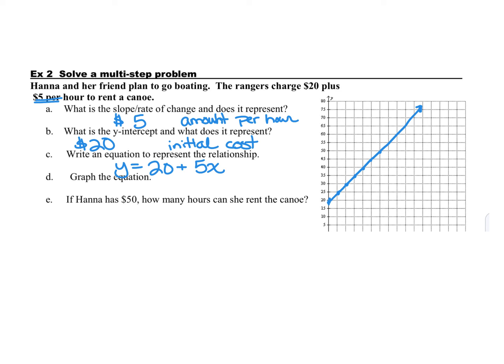All right, so if Hannah has $50, how many hours can she rent the canoe? So to look for that, let's see, we can find if she has $50. How much is it then? How many hours would she be able to rent it? It would be, let's see here, 1, 2, 3, 4, 5. She could rent the canoe for 6 hours. So in this lesson, we took a look at writing equations given 2 points.